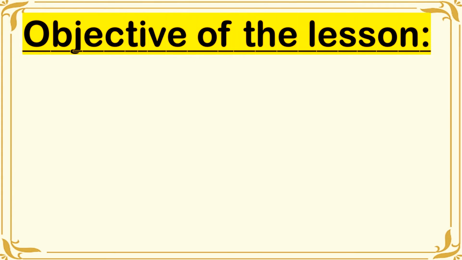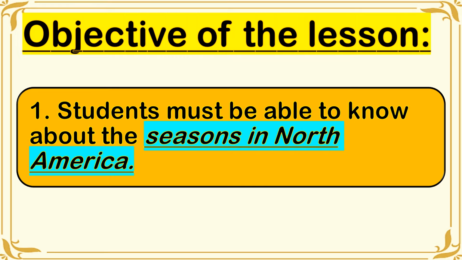Class, the objective of our lesson for today: students must be able to know about the seasons in North America. So I expect that at the end of this online discussion, you can already identify and differentiate these different seasons in North America.